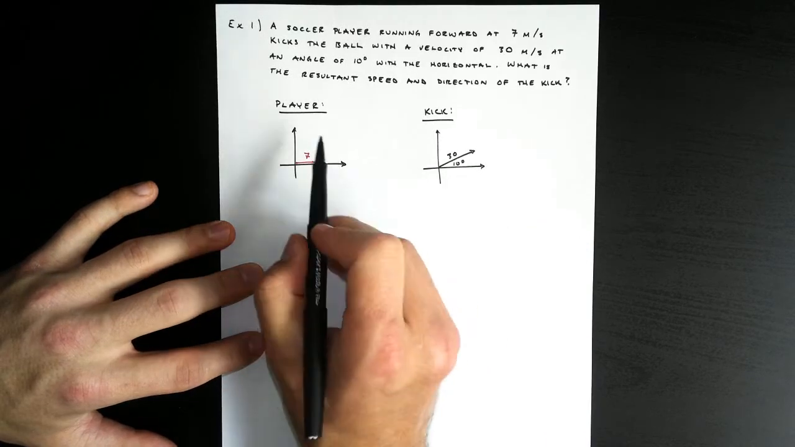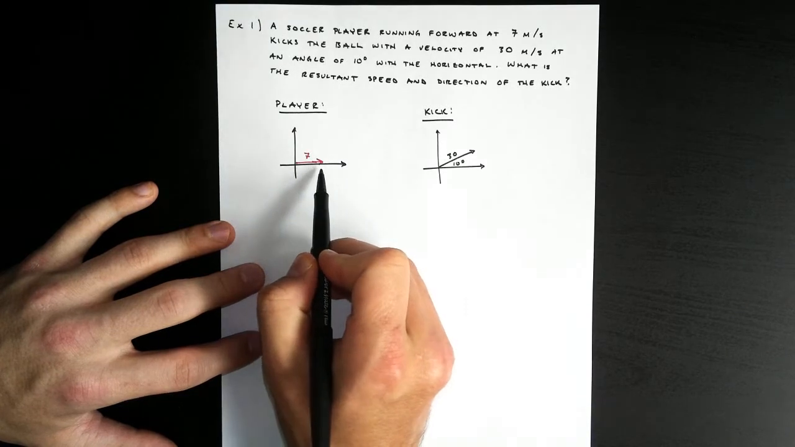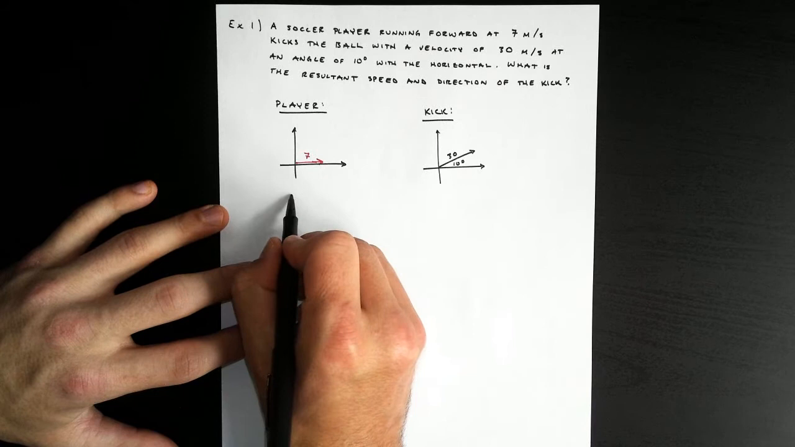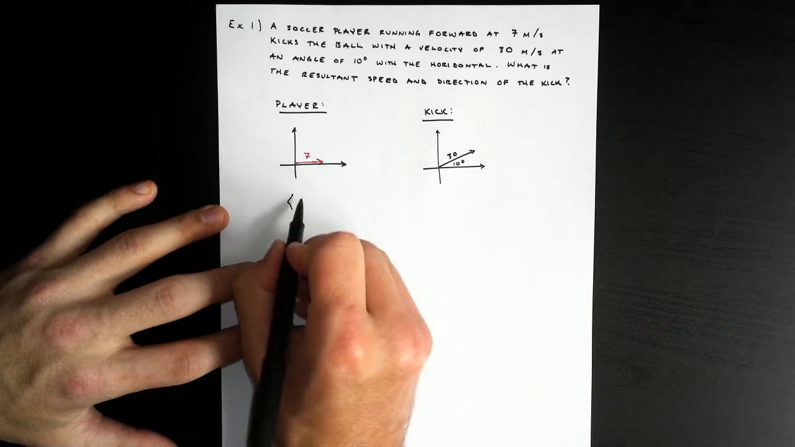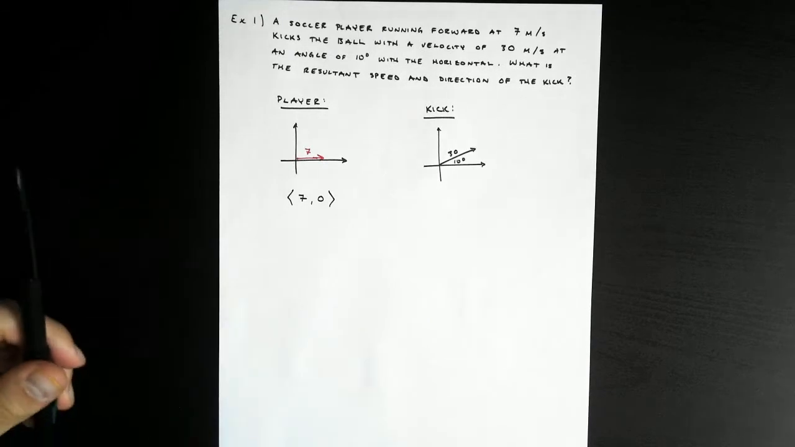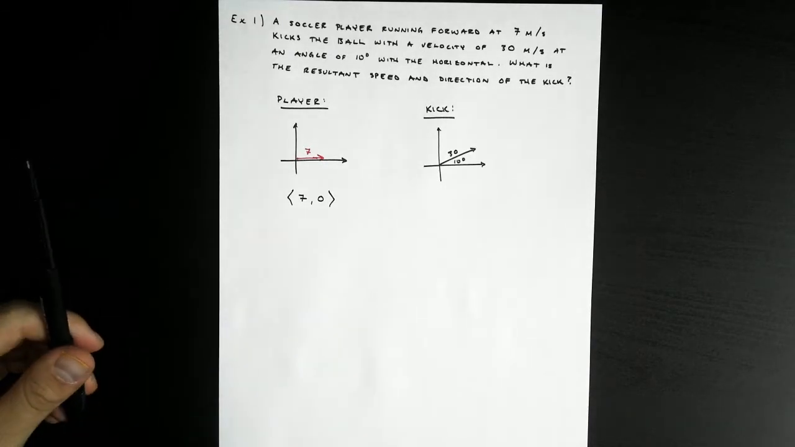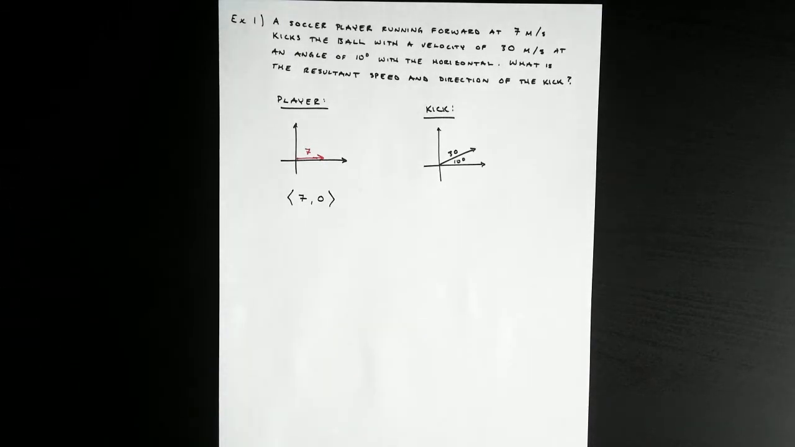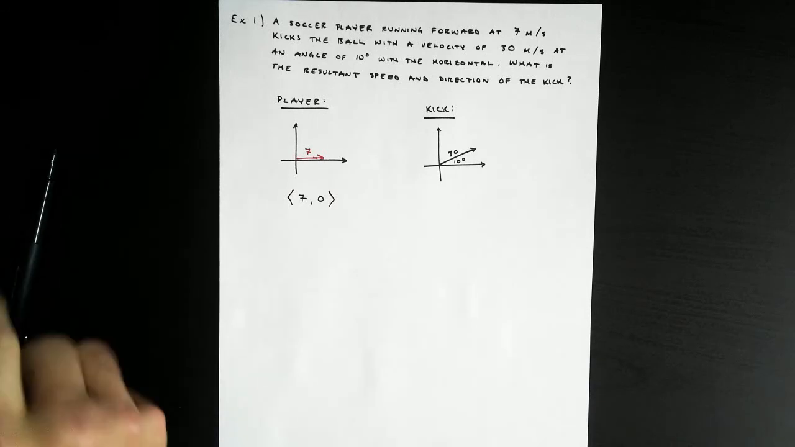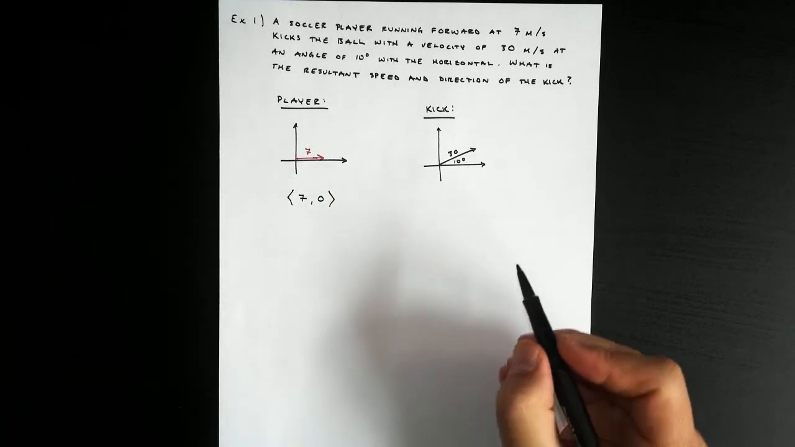Okay. The component form for this one's really easy. It has no vertical movement, so our component form is simply 7 in the x direction, 0 in the y direction. All right. Now for the kick vector, we are going to have to do a little bit of work to find the component form, but we do have a way to do that now.